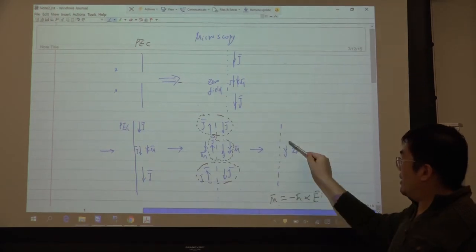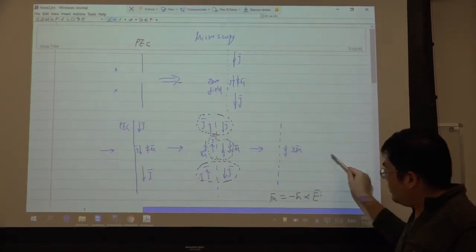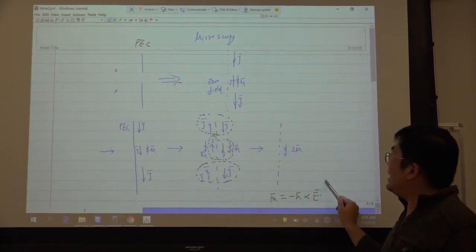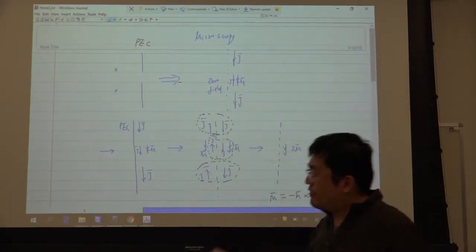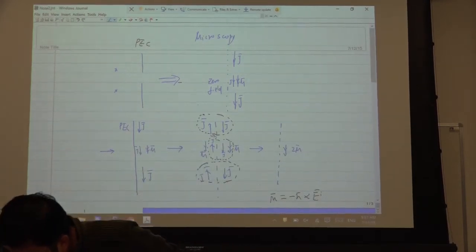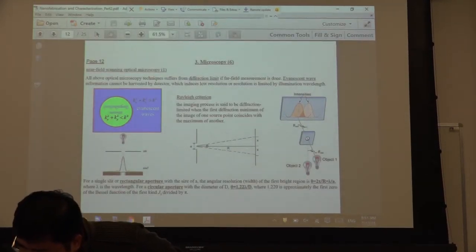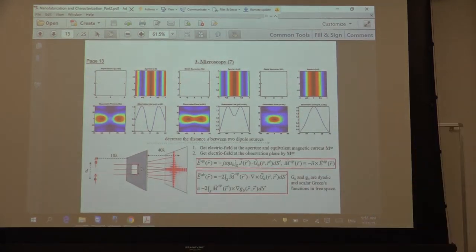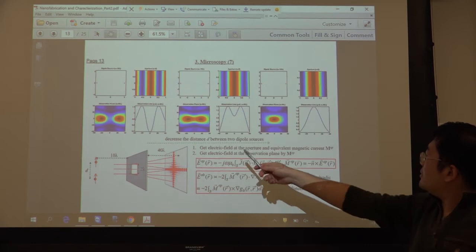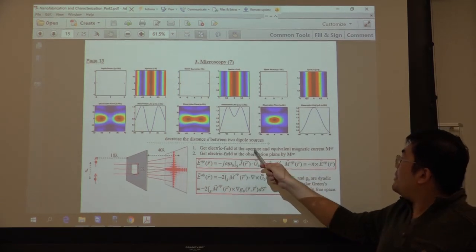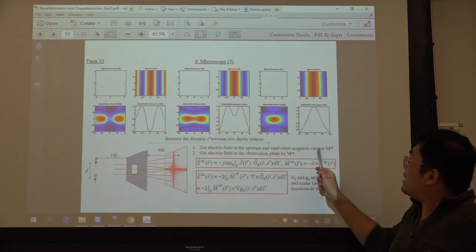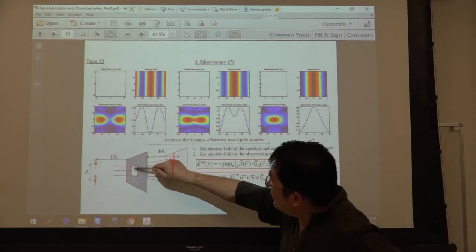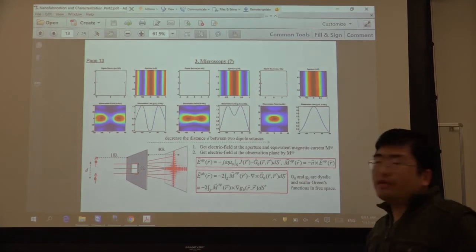If you know this current, we can use the Green function to get the field. M here is just n cross E_i, where E_i is from the incident wave from this dipole source. So how do we solve this problem? This is the basic procedure. First, get the E field at the aperture and the equivalent magnetic current. How do we get the E field at this aperture? It's just the static Green function.